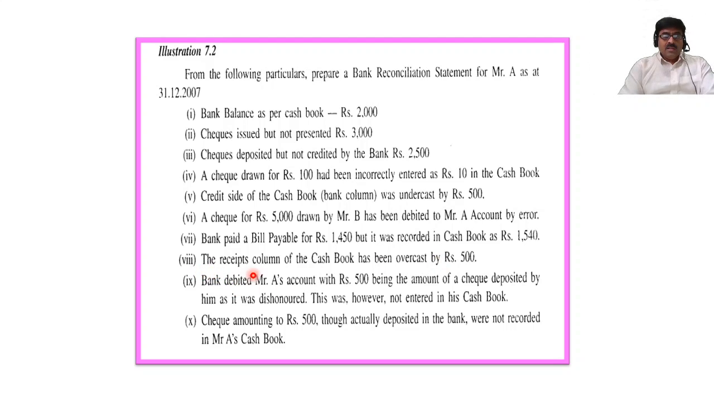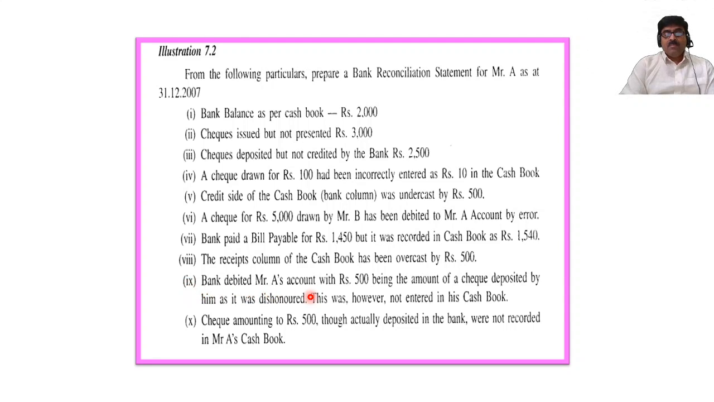The receipts column of the cash book has been overcast by 500 rupees. The receipt column of the cash book, means the debit side, has been overcasted. Excess 500 rupees are written. Excess amount is written, so there is an increase in the cash book. We have to deduct this 500 rupees.